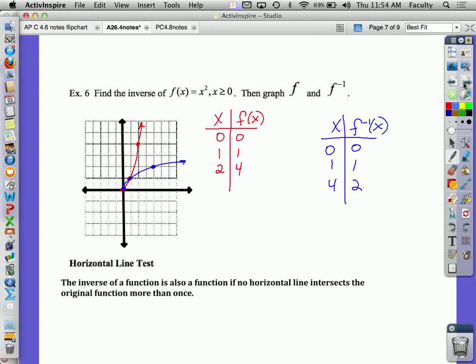So we have something called the horizontal line test, okay? So you'll need to write this down if you didn't already. The inverse of a function is also a function if no horizontal line intersects the original function more than once. So the vertical line test is done to the original graph. The horizontal line test is done to the original graph, but it tells us about the inverse.